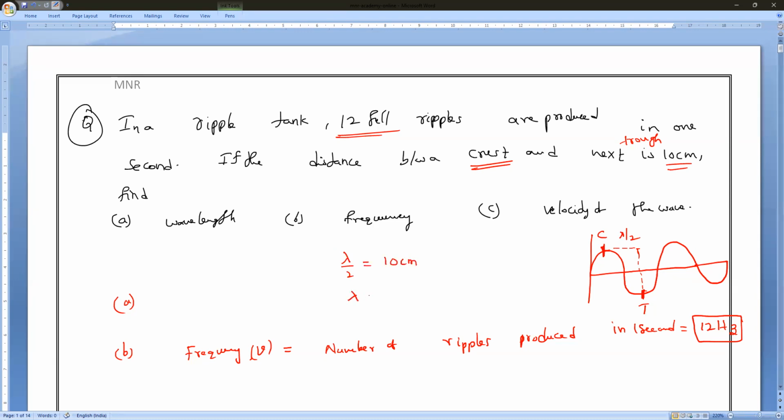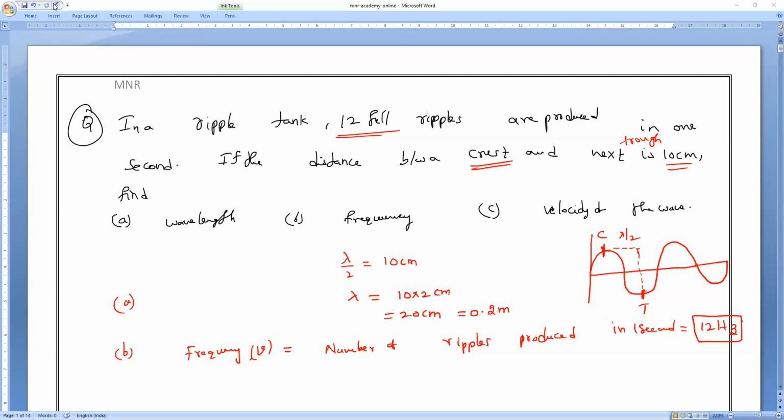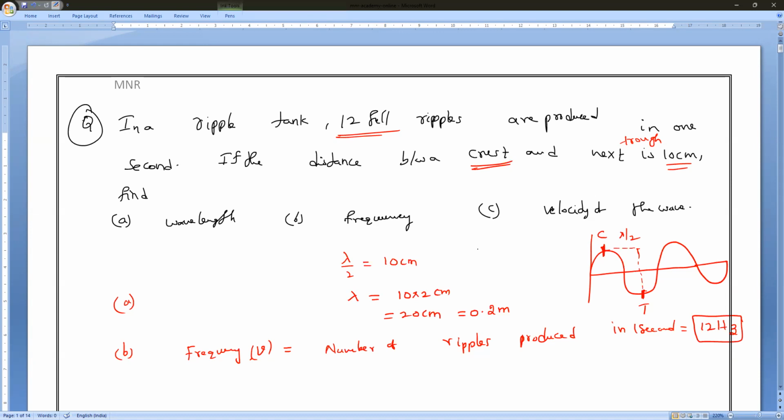Then what about the lambda? Lambda is equal to 10 into 2, 20 centimeter. So 20 centimeters means how many meters? 0.2 meters. So 1 centimeter is equal to 1 by 100 meters. You should write it.